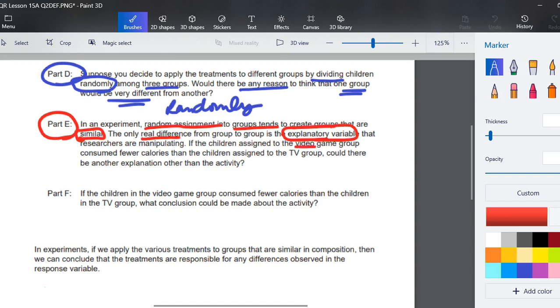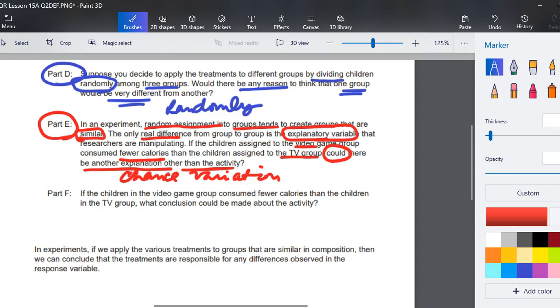If the children assigned to the video group consumed fewer calories than the children assigned to the TV group, could there be another explanation other than the activity? And this is where I wish we had a live classroom, because this question usually gets some lively debate. But for the sake of our video, to answer the question, there is no other explanation other than chance variation in the random assignment into the groups.